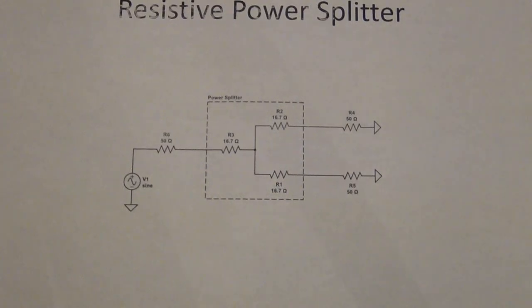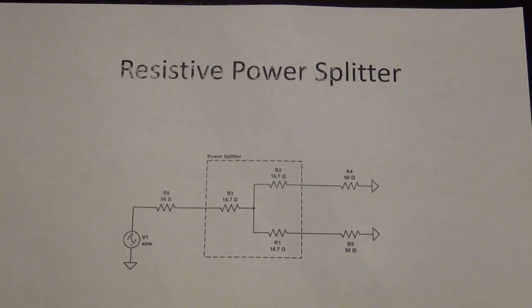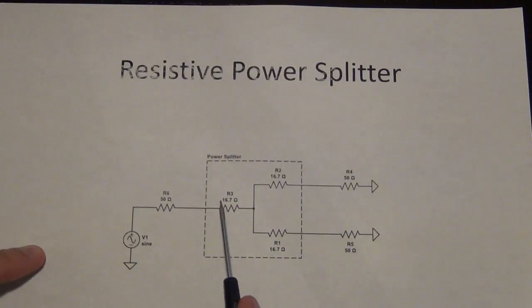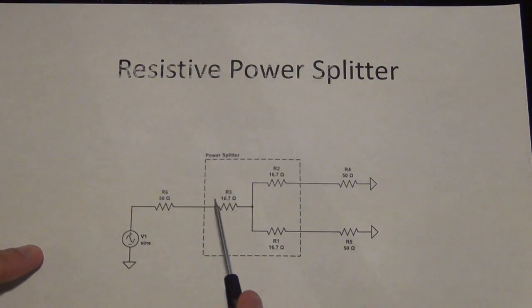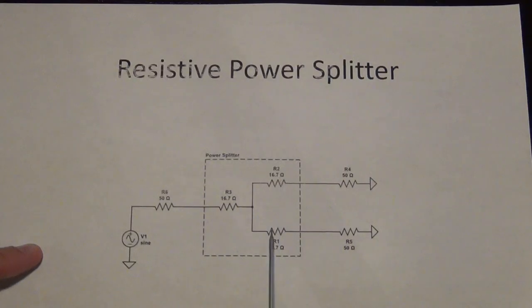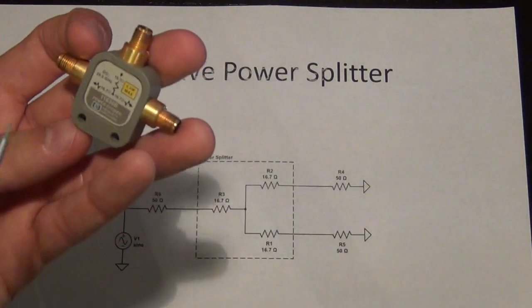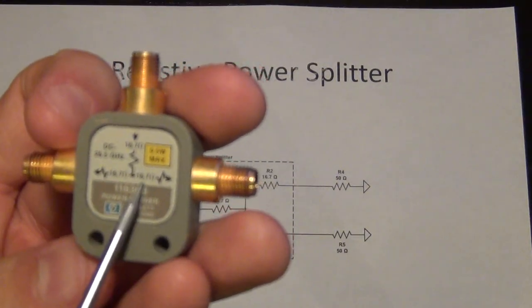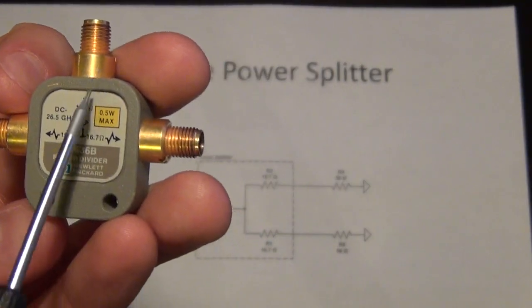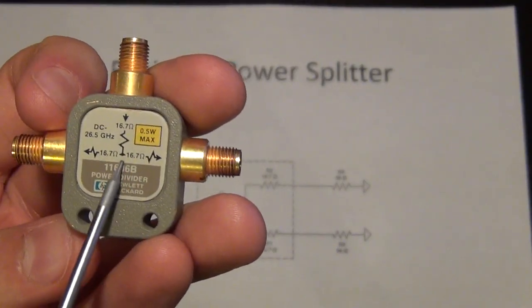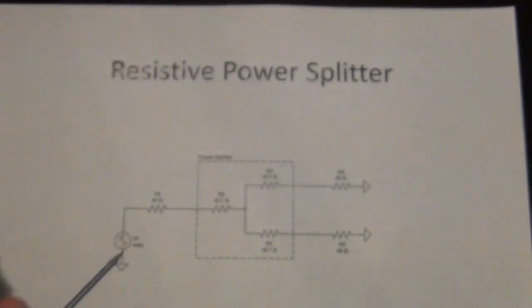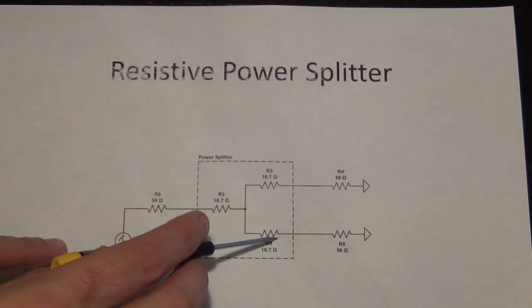Here it is. Let me get the camera a little bit higher. There it is. So a resistive power splitter is nothing more than three 16.7 ohm resistors. So 16.7 ohm, 16.7 ohm, and 16.7 ohm, just like this guy. This model even actually tells you the value of the resistor right there. So these three resistors that you see here are the same three resistors, the input and the two outputs.